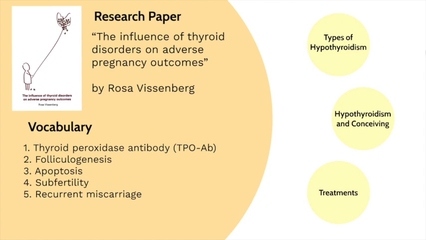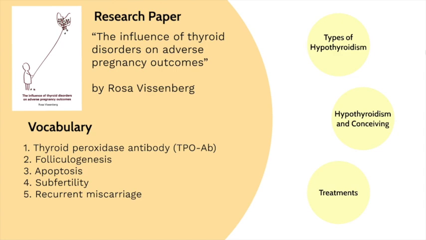And then there is recurrent miscarriage, which was defined in the research paper as 2 or more, not necessarily consecutive, miscarriages before 20 weeks of gestation, verified by pregnancy test and/or ultrasonography. And as you can see, the research paper is called The Influence of Thyroid Disorders on Adverse Pregnancy Outcomes by Rosa Vissenberg.